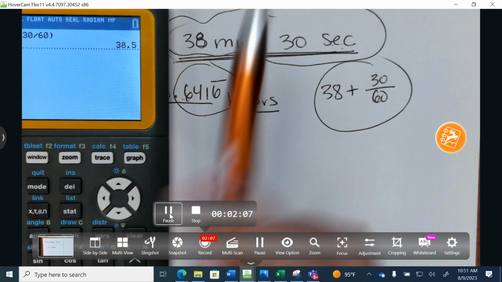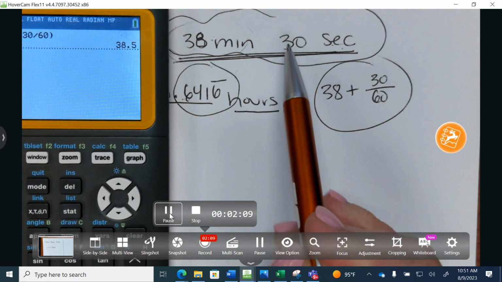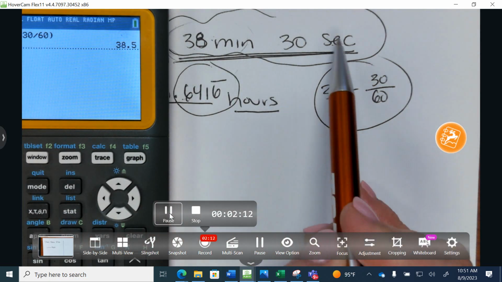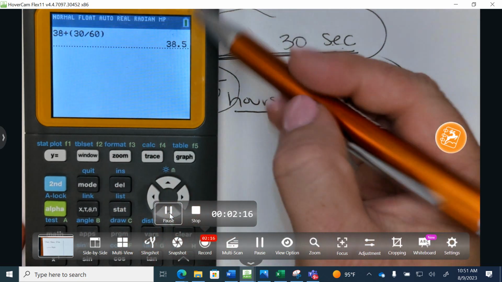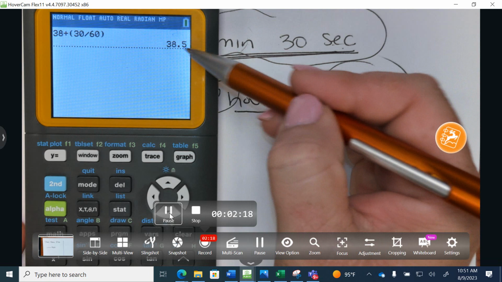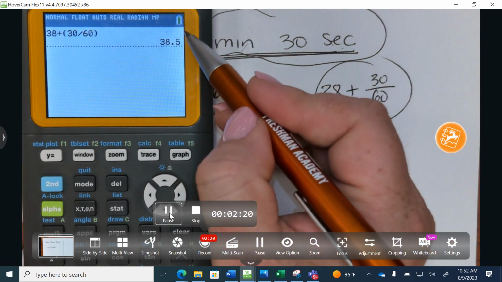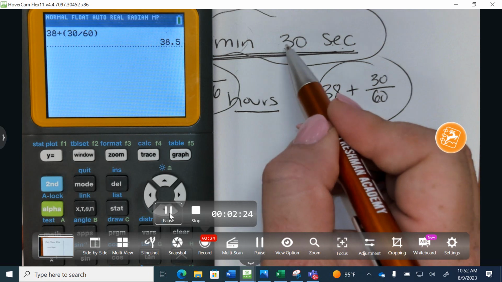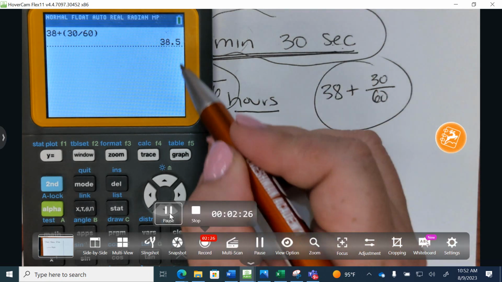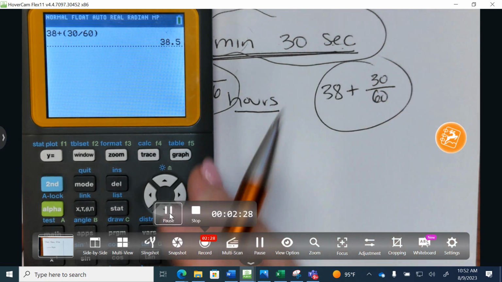Let's make sure this makes sense. Yes, 38 minutes and 30 seconds would be equivalent to 38.5. Sometimes there's a misconception 0.5 is like 50 seconds or 5 seconds. That's a portion of a minute. So that's right. We know 30 seconds and 60 seconds gives us a full minute, so 0.5 is half of a minute. That makes sense.